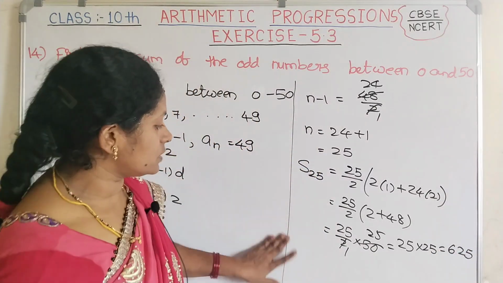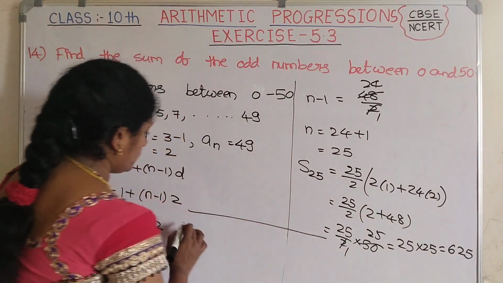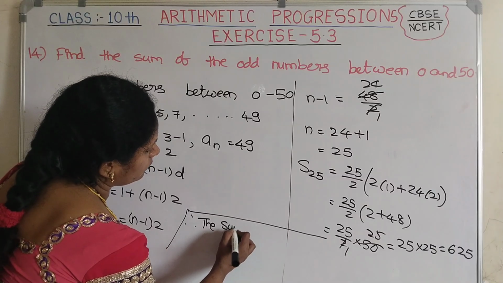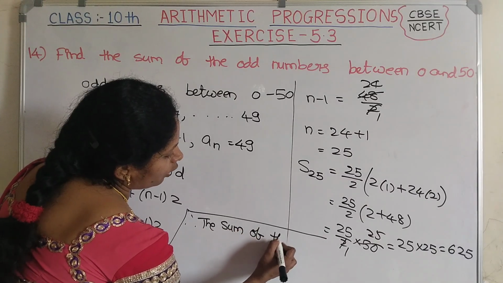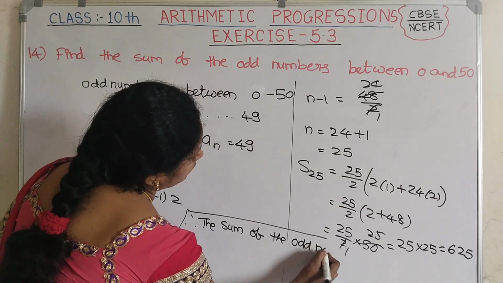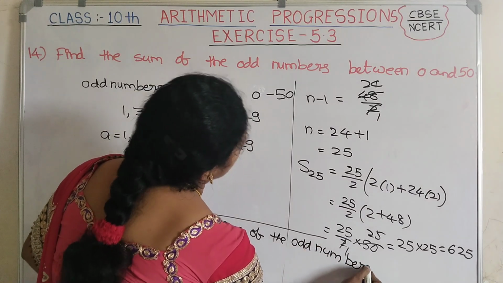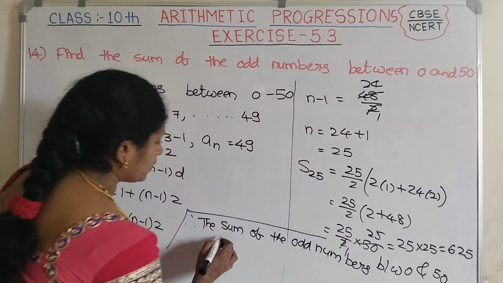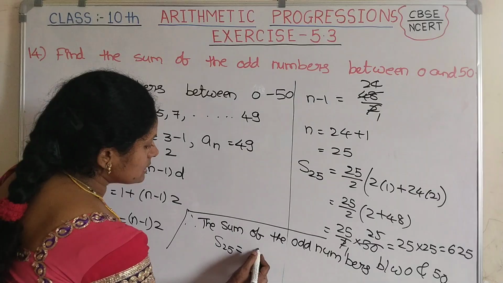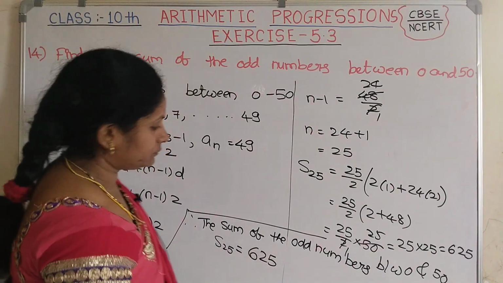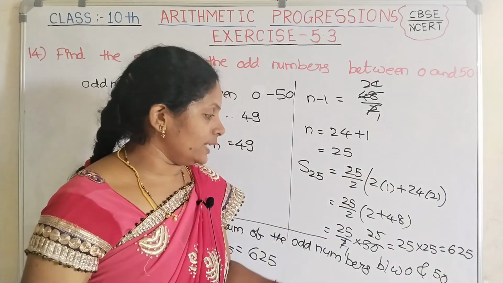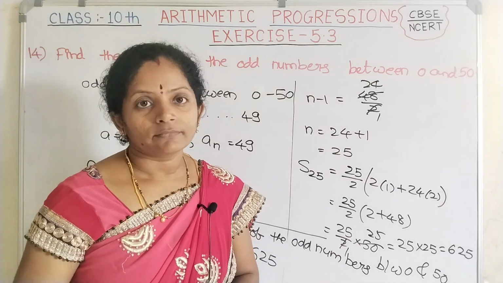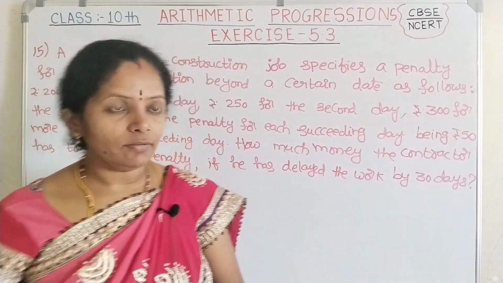What will we write in the conclusion? Therefore, the sum of the odd numbers between 0 and 50 is equal to 625. If we consider only the odd numbers from 1 to 49, the sum we are getting is 625. Let us take question number 15.